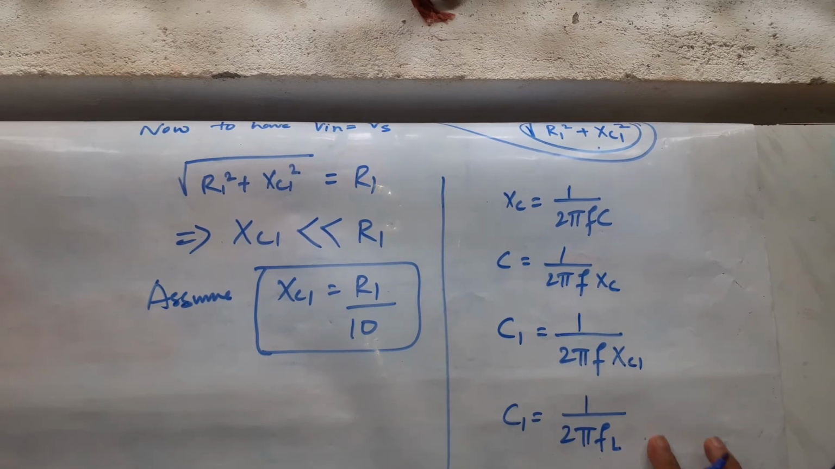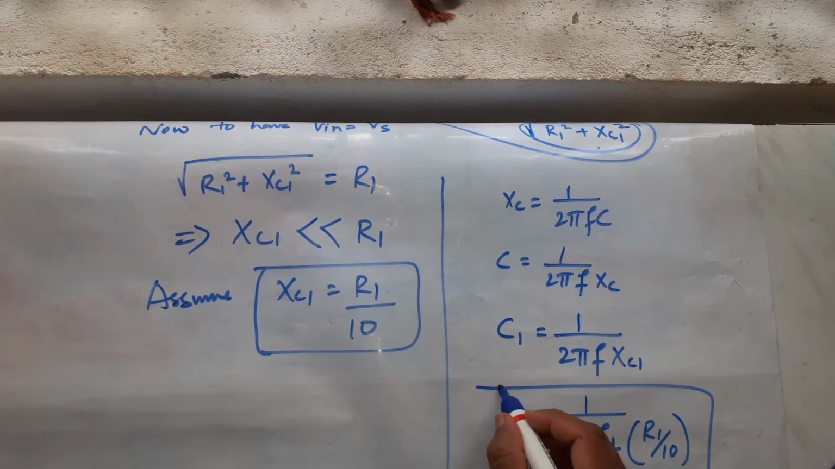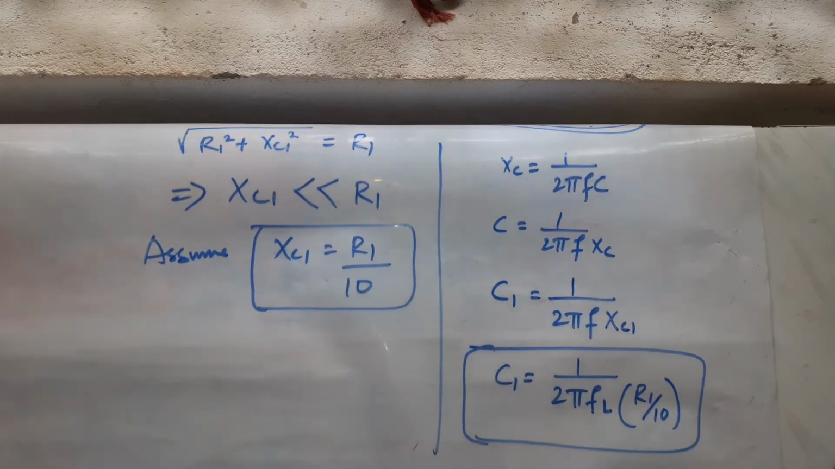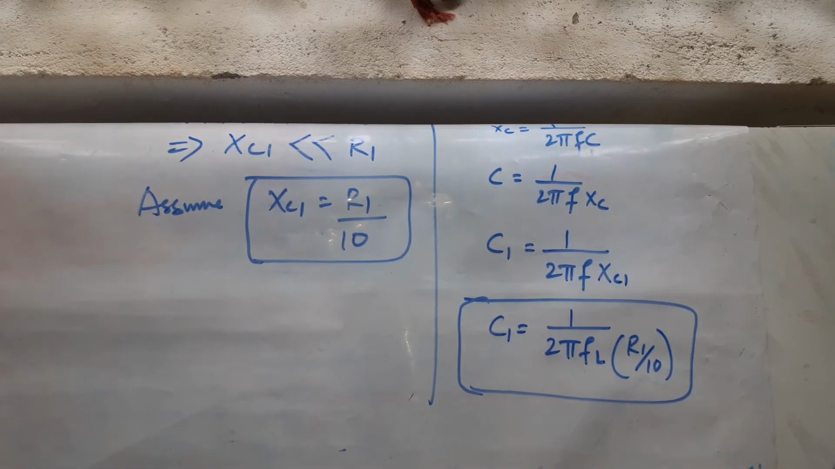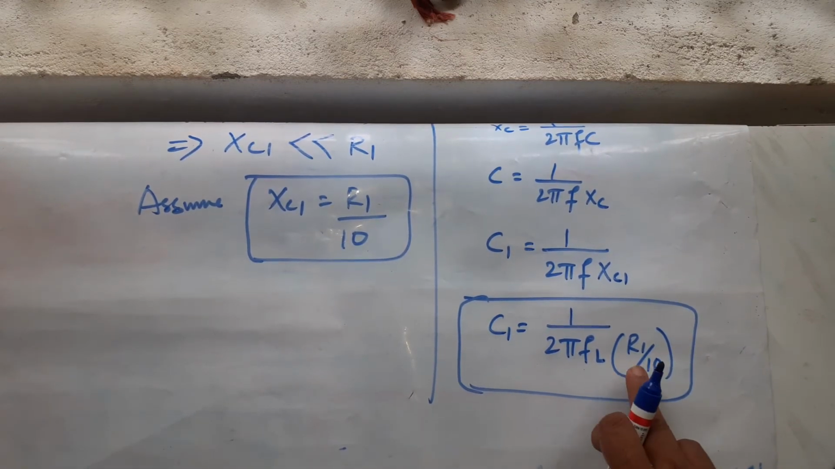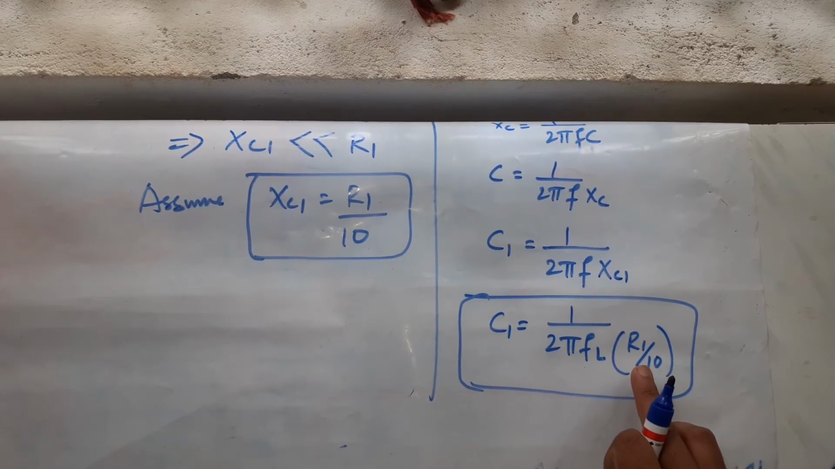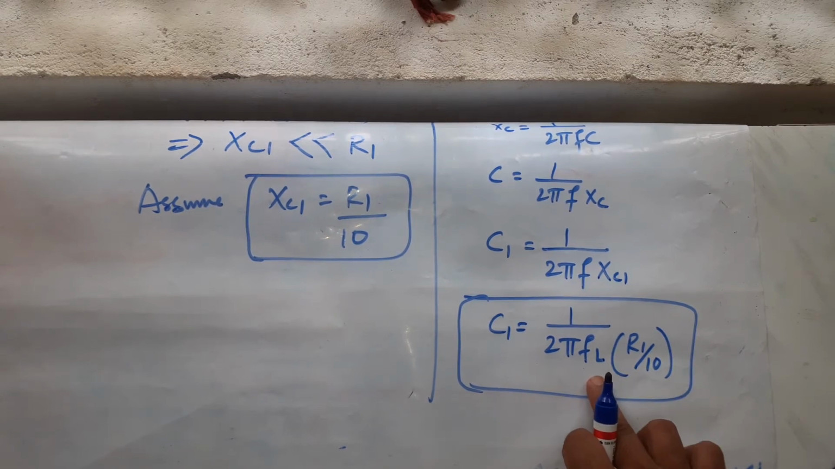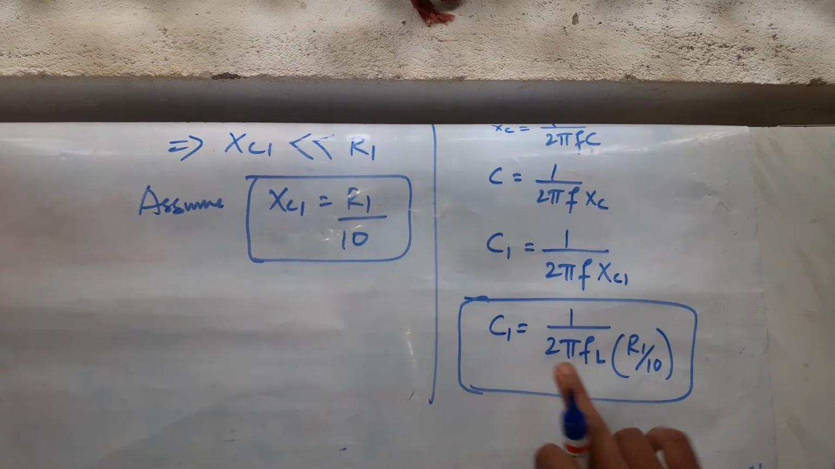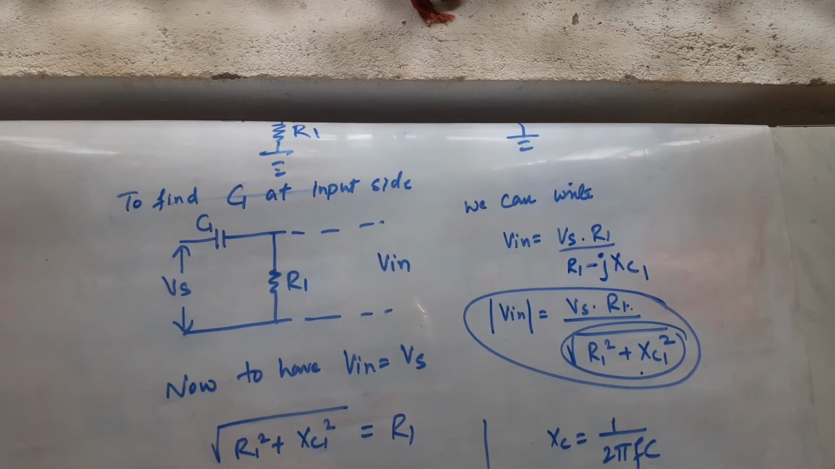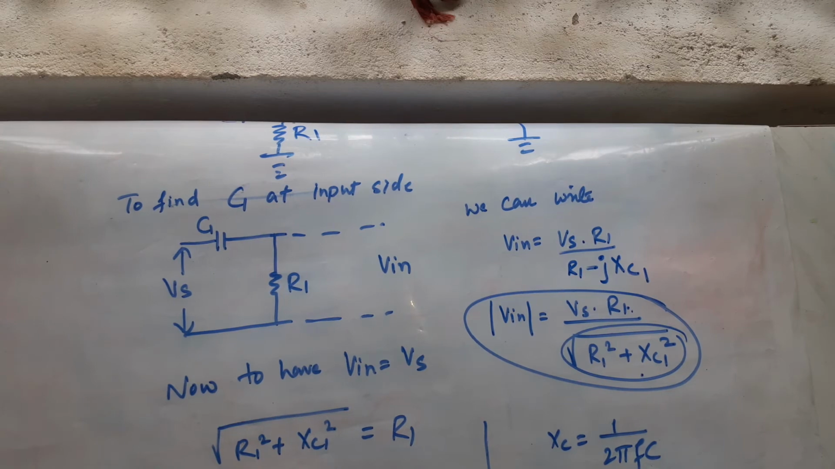Instead of writing Xc1, I have to write R1 by 10. So this is how you have to find out the C1 value. Okay, R1 will be assumed as 0.1 VBE by IB max, that divided by 10 into lower cutoff frequency, which will be given to you in your problem, then you will get the C1 value. Fine. Now similarly we will also see how to find C2.